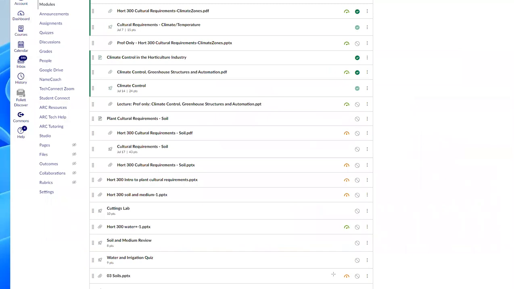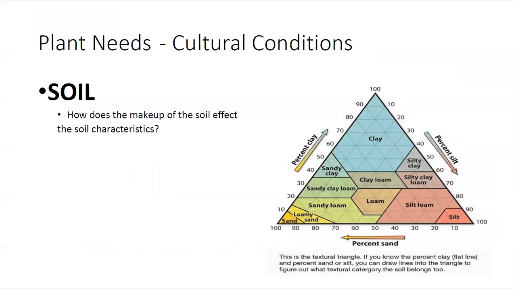Oops, I opened the wrong piece here. Let's do this. And so if we were at 40% sand and 40% clay and 20% silt, that tells us yes, we are in clay loam.